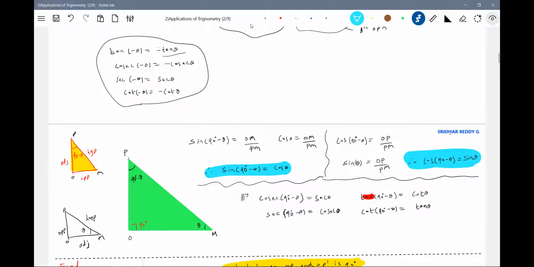Similarly, we'll explore these things. Cosecant of 90 minus theta will be secant theta. Secant of 90 minus theta will be cosecant theta. Tan of 90 minus theta is cot theta. Cot of 90 minus theta will be tan theta. So this angle, 90 minus theta, will come in the first quadrant. In the first quadrant, sine of 90 minus theta will become cos theta. That's what we are trying to express here. Cos of 90 minus theta will be sine theta.